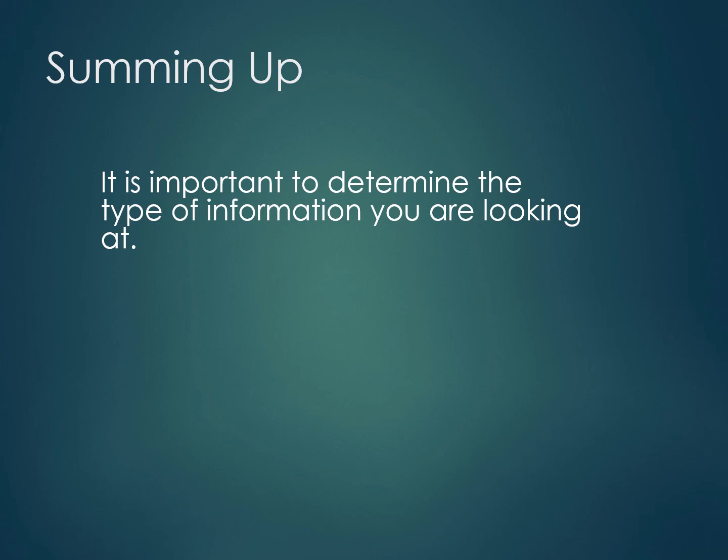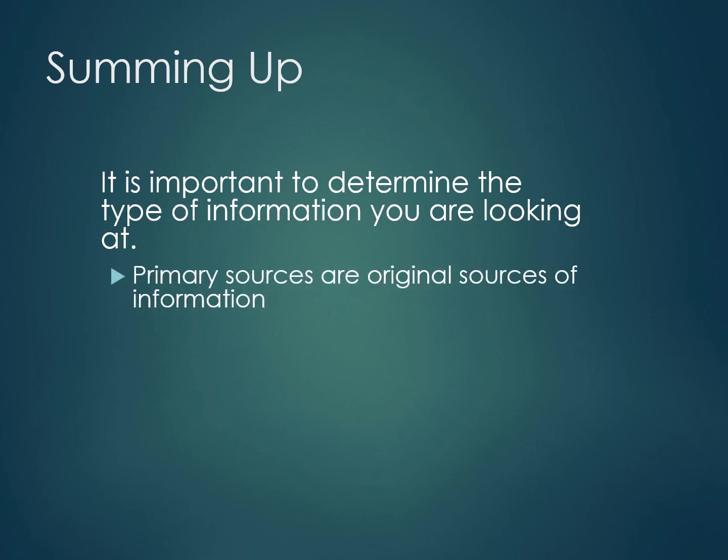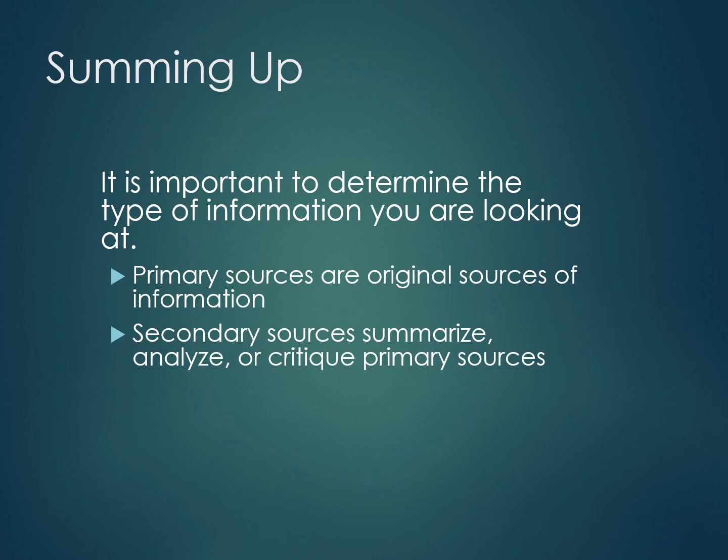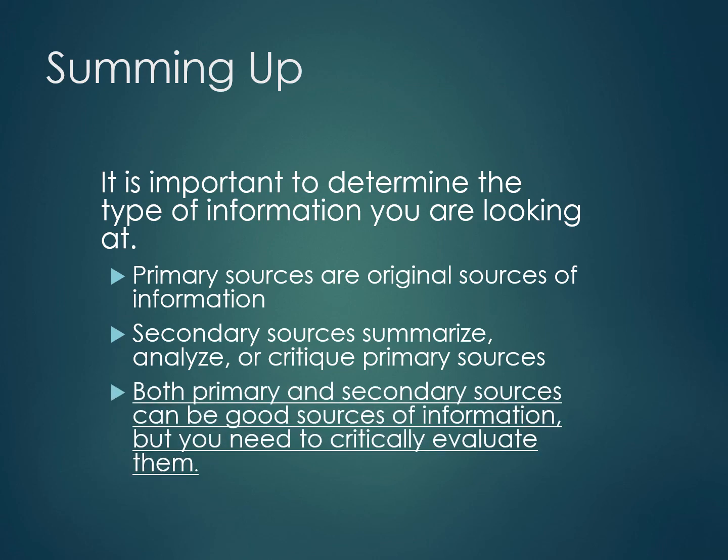Summing up this whole thing, it's important to determine the type of information you're looking at, whether it's a primary or secondary source. Primary sources are original sources of information that were made by people who were there or made during that time period, whereas secondary sources generally summarize, analyze, interpret, or critique primary sources. They can both be good sources of information, and you need to use both types in your research project, but you also need to critically analyze and evaluate them.